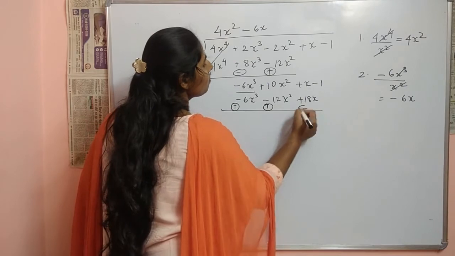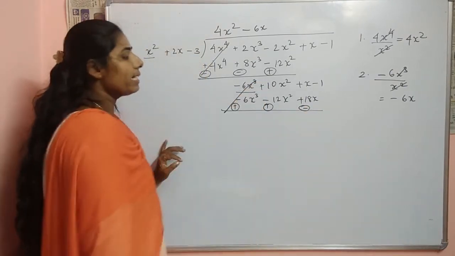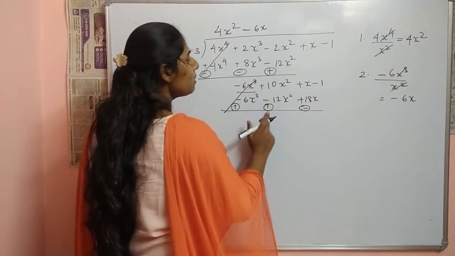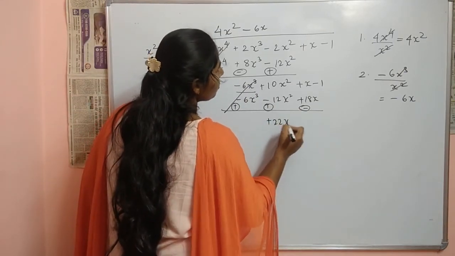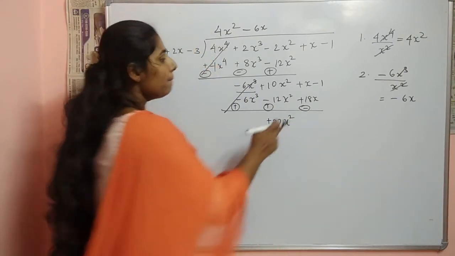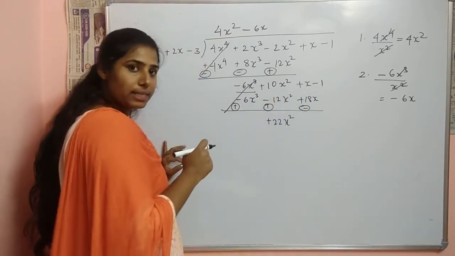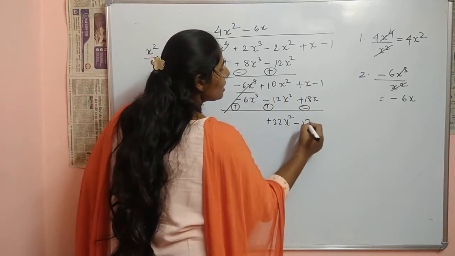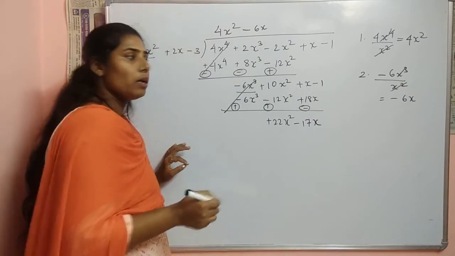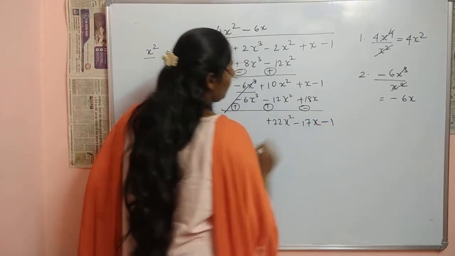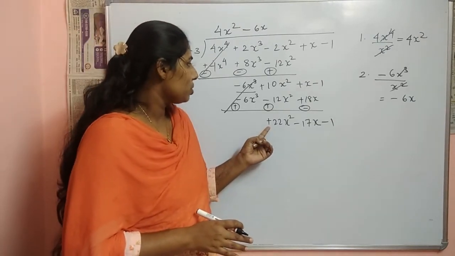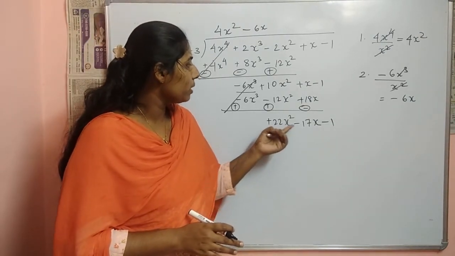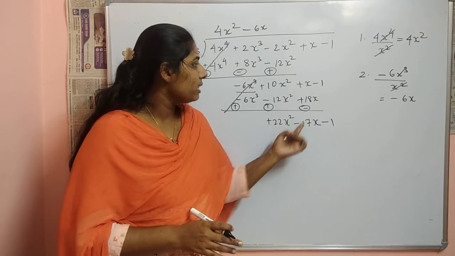Plus, plus, minus. So these both will get cancelled. Plus 10 plus 12 will give you plus 22x square. Okay. Minus 18 plus x will give you minus 17x and remaining is minus 1. Okay. I hope you have understood. So plus 22x square minus 17x minus 1.